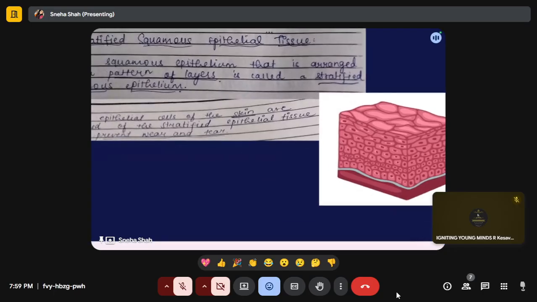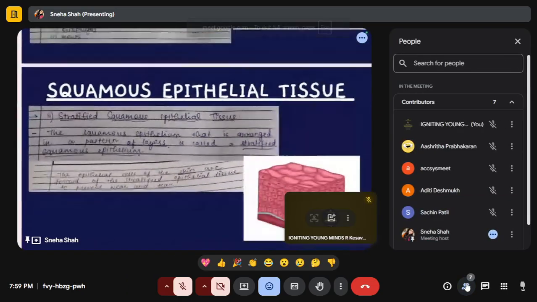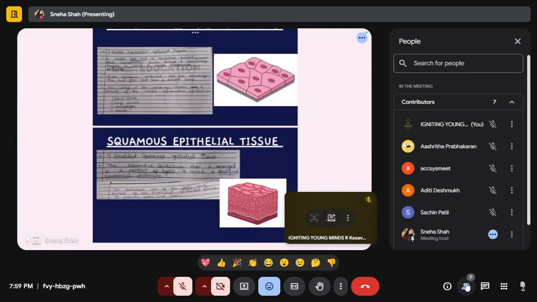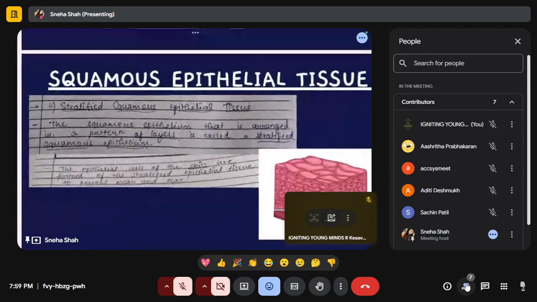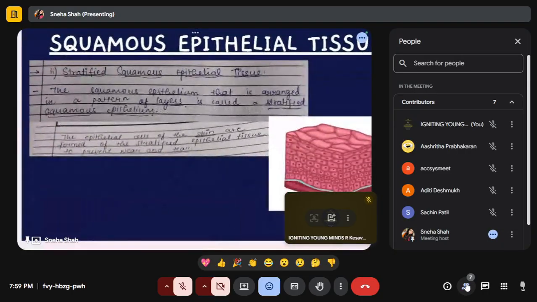because if there is a simple squamous epithelium in your skin, a simple cut or a simple scratch would bring blood out of your body, which is very risky for your survival. That is why the cells of skin are made up of such tissue. Is that clear? Any questions for today? Anyone, any question?